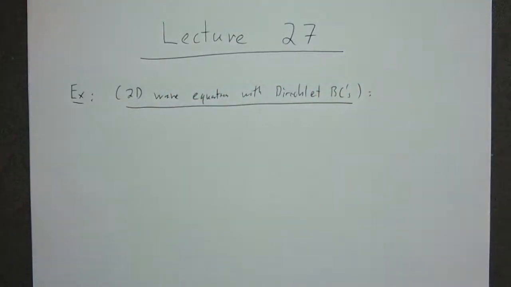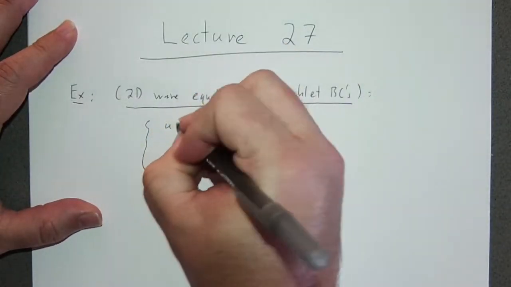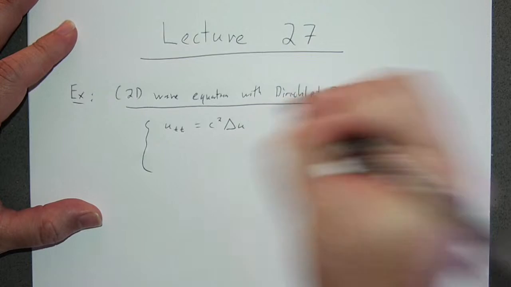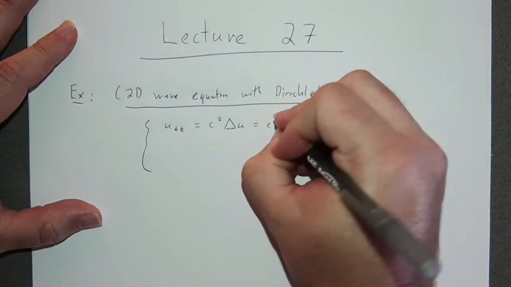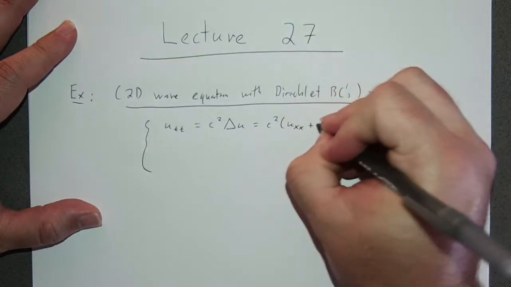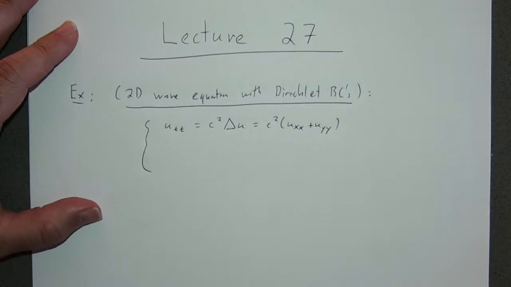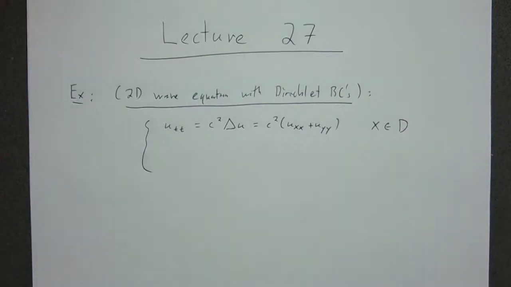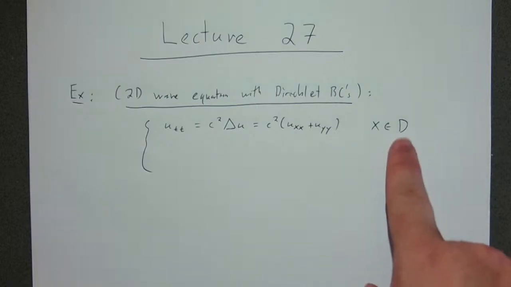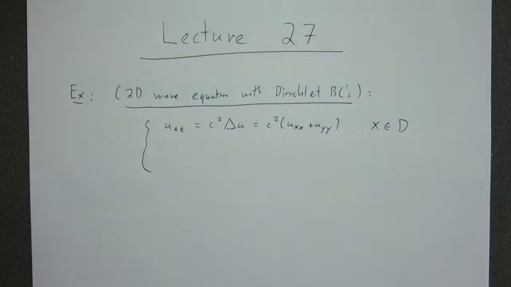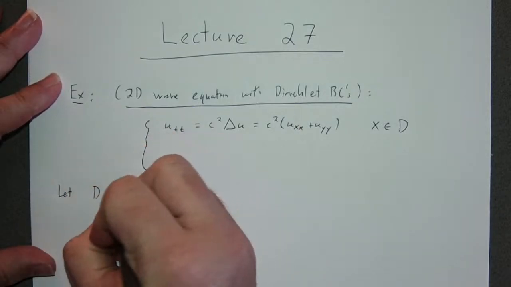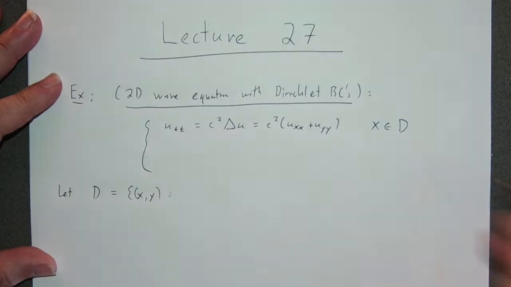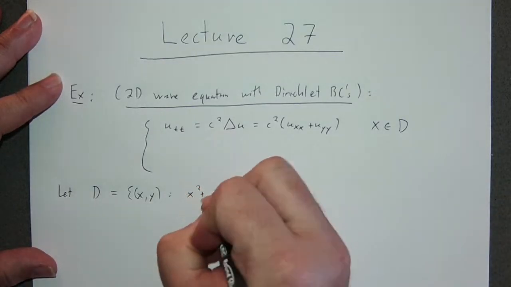So what does that look like? Our wave equation in 2D is u sub tt is c squared times the Laplacian of u, which of course we could write as c squared times u sub xx plus u sub yy in the 2D case, for x in D. Now, let's do this in, say, the unit disk. So let D be the open unit disk, the set of ordered pairs (x, y) such that x squared plus y squared is strictly less than 1.